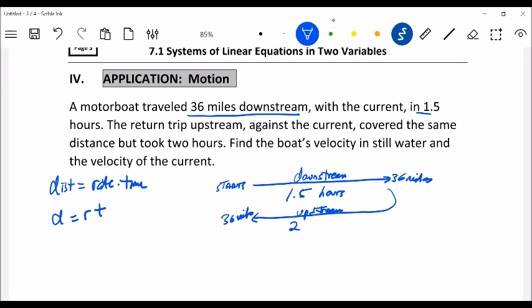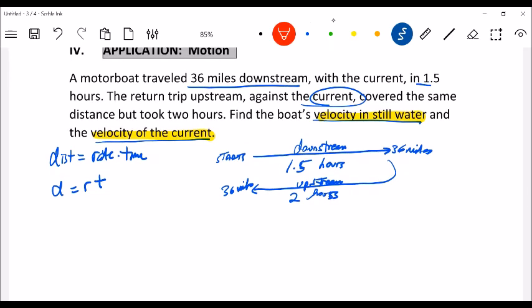But this time it's returning. Oh, wait a minute, downstream is with the current. Now coming upstream, the current's slowing it down, so it's taking longer. It's 2 hours. And from what it says, we don't know how much the current is, but that's what we need to find. We need to find the velocity or the speed of the current. We want the velocity of the boat in still water and then what the current is.